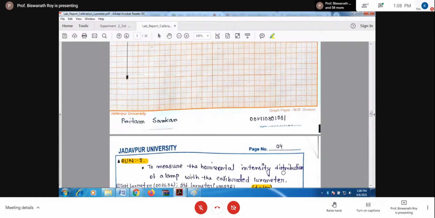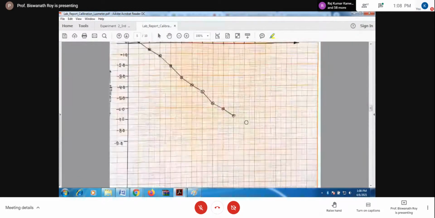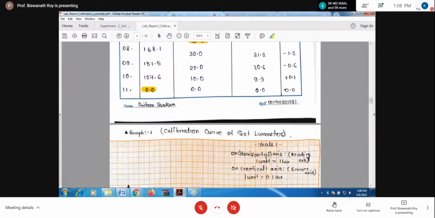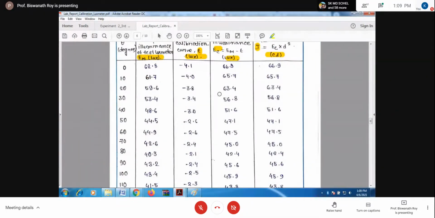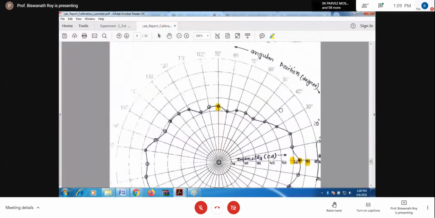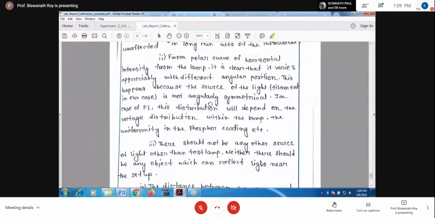You need to draw this graph, the calibration chart. I am going to give you the first four columns: serial number, supply voltage, ETES. You need to calculate this error, then draw this graph. Then I am going to share these two columns. You need to complete the entire values and plot this intensity distribution. And remarks.